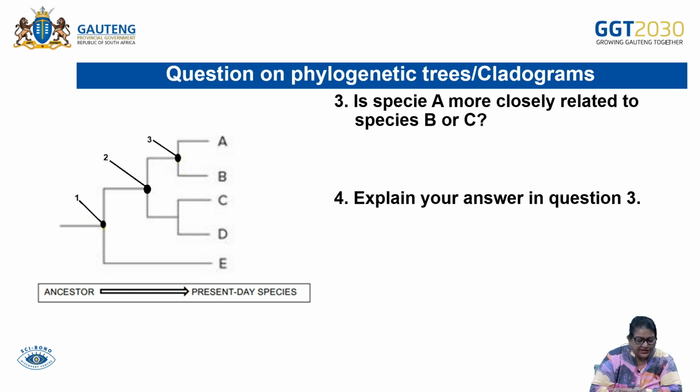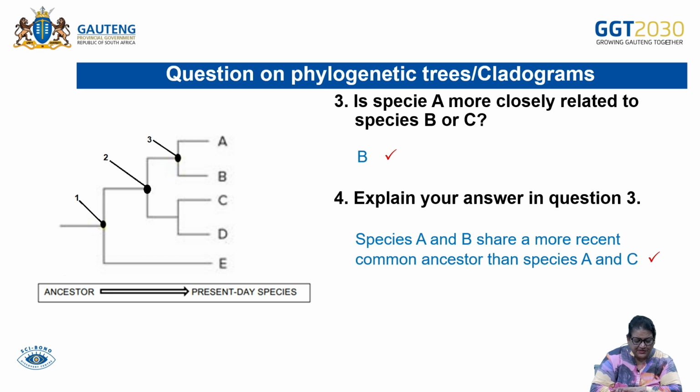A will be more closely related to B because they share a common ancestor. It's going to be B, okay? Because A and B are sharing the common ancestor, not A and C. Right. Explain your answer in question 3. Species A and B share a more recent common ancestor compared to species A and C.